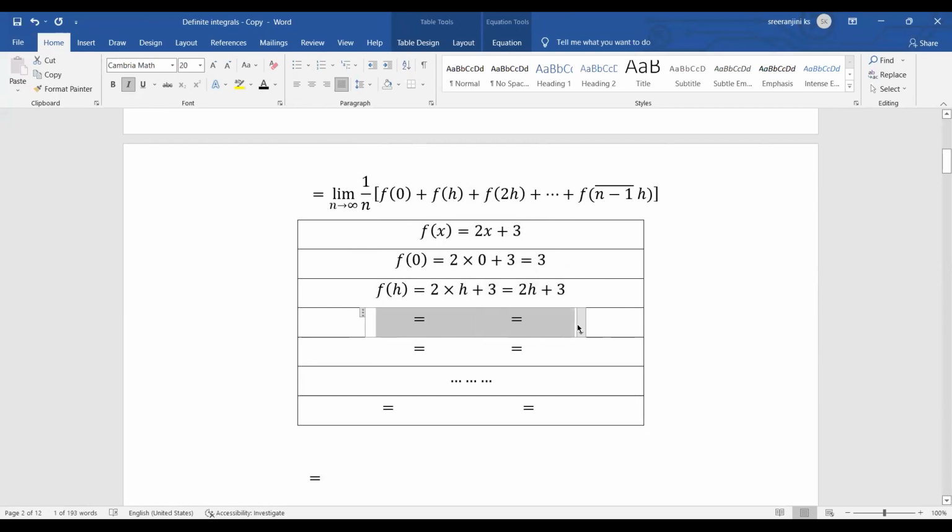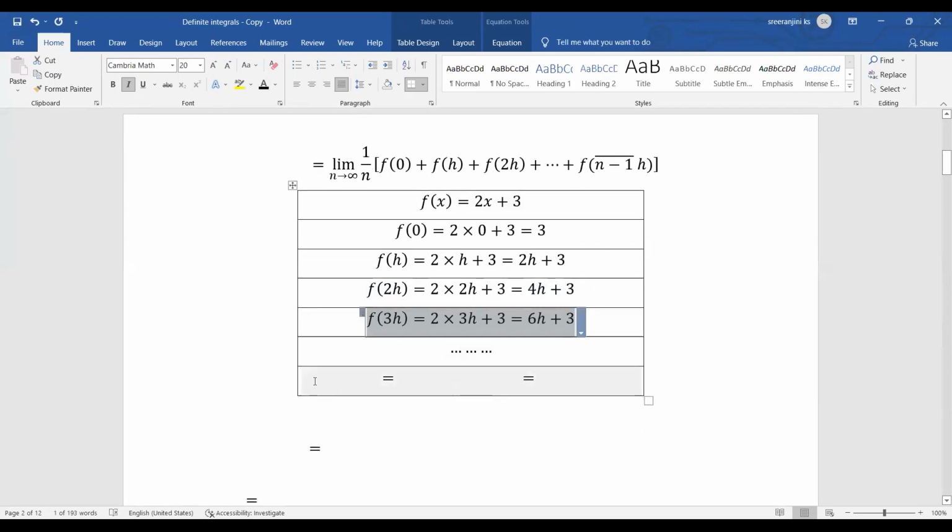Then what will be f of 2h? f of 2h will be 2 into 2h plus 3. That is 4h plus 3. Now, f of 3h. f of 3h is 2 into 3h plus 3, 6h plus 3. Similarly, proceeding like this, what can be f of (n minus 1)h? f of (n minus 1)h will be 2 into x, that is (n minus 1)h, plus 3. So 2(n minus 1)h plus 3.